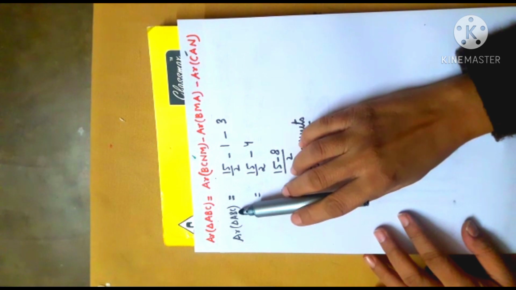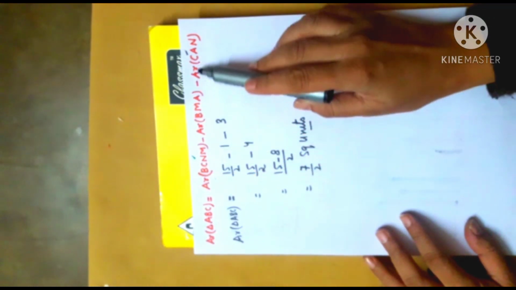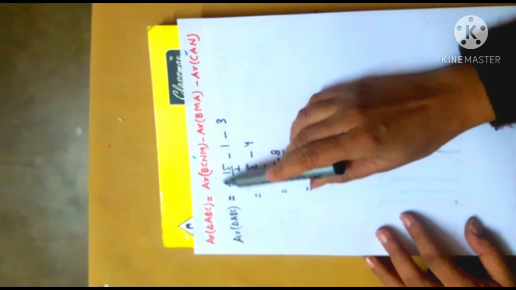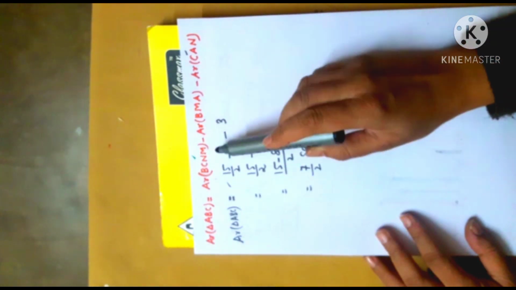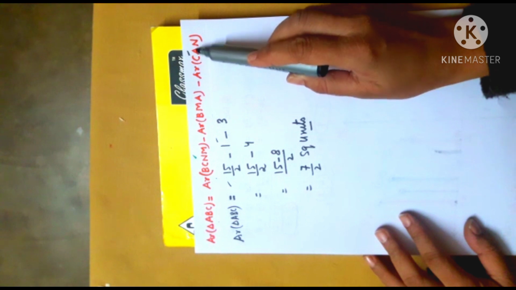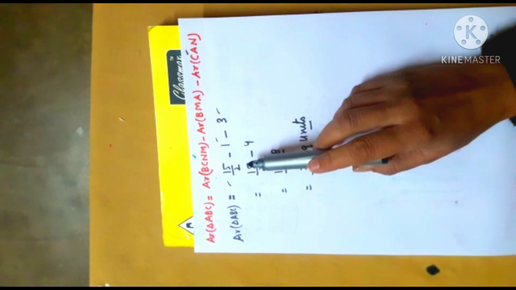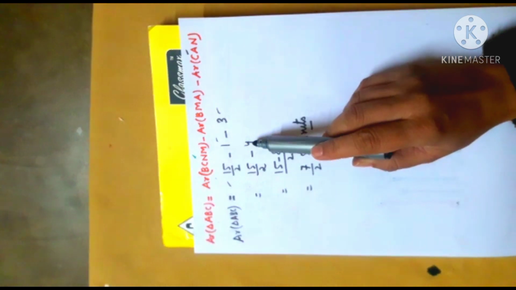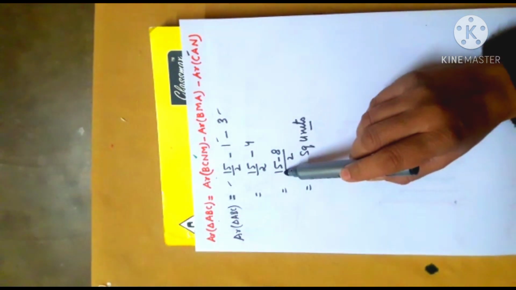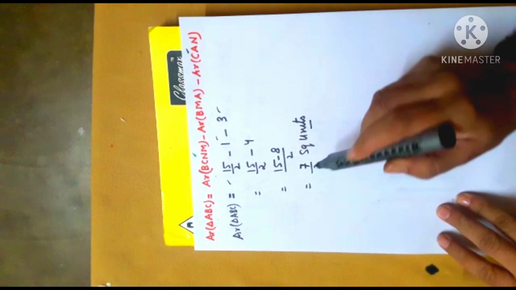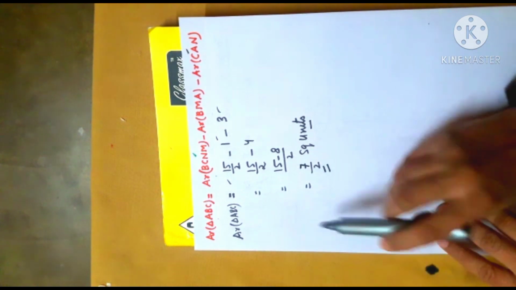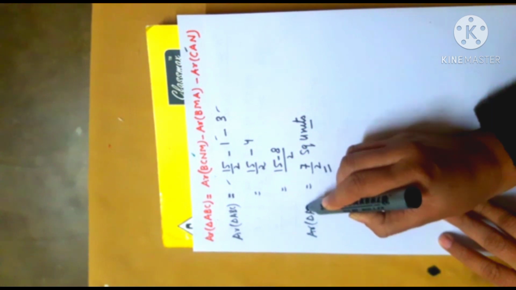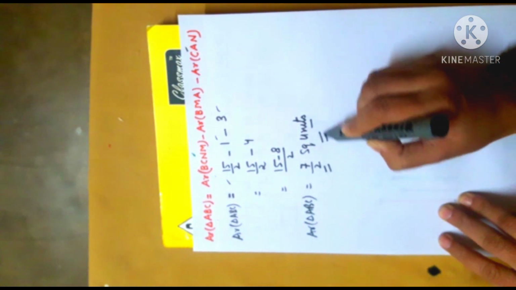So now area triangle ABC, which was equal to this. Now put the values. Area BCNM was 15 by 2. Area BMA was 1. Area CAN is 3. So I'll get area triangle ABC equals 15 by 2 minus 4. That is (15 minus 8) over 2, which is 7 by 2. So area triangle ABC is 7 by 2 square units.